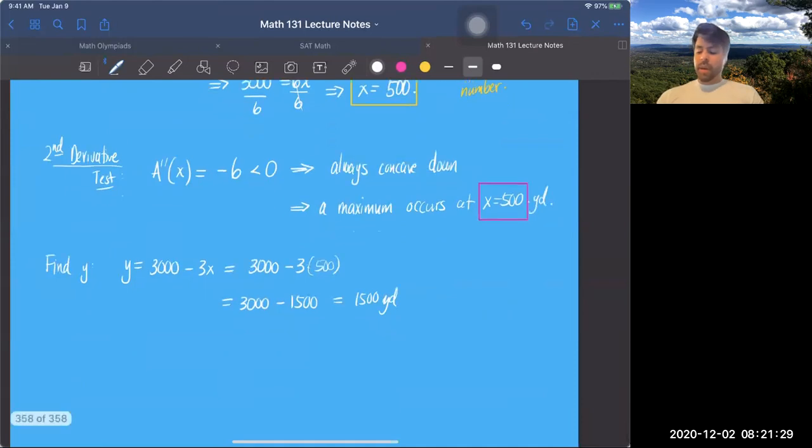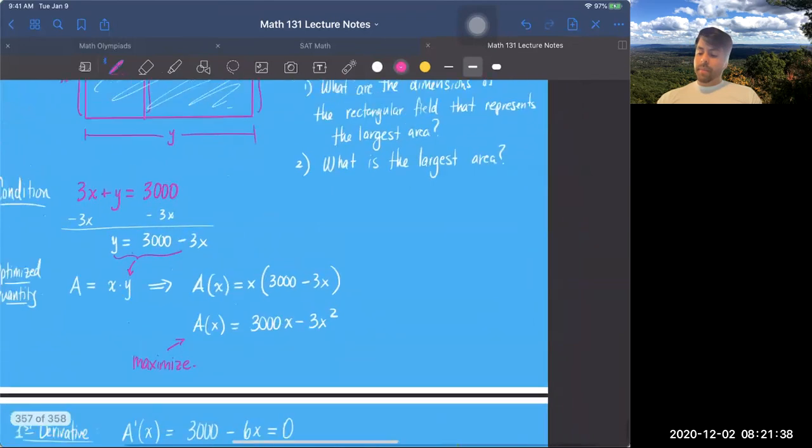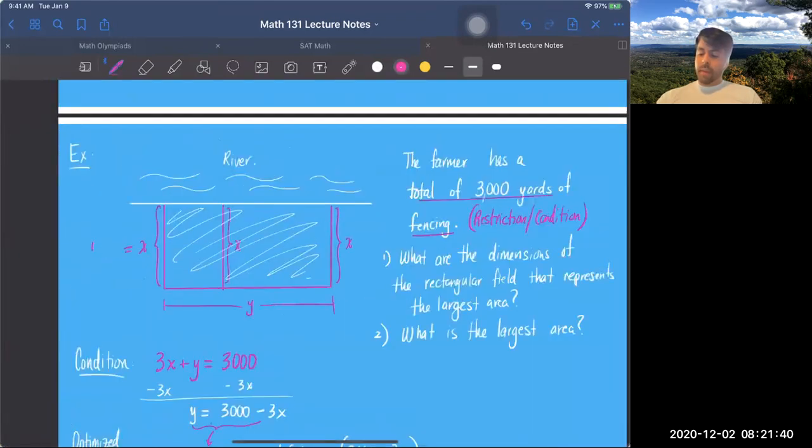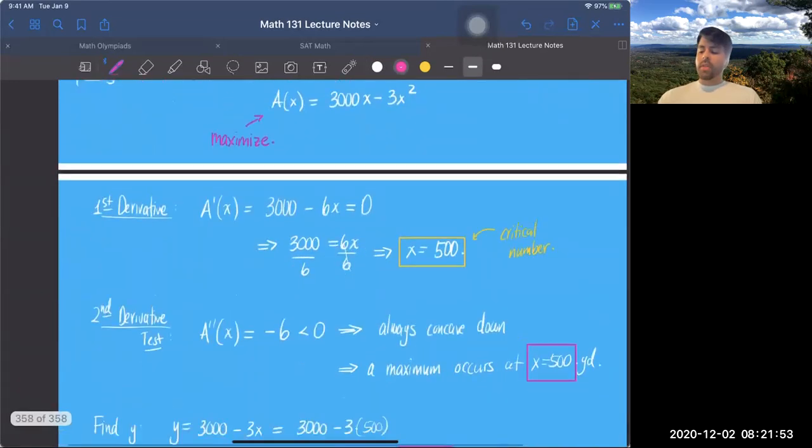So the dimensions of my fence will have to be the following. This would have to be 500, this would have to be 1500 yards, in order for the area to be maximum. Don't you guys think that's awesome?